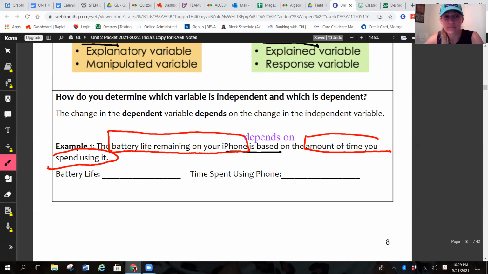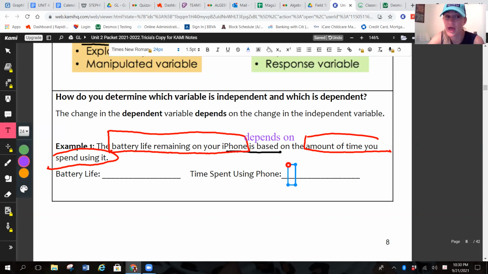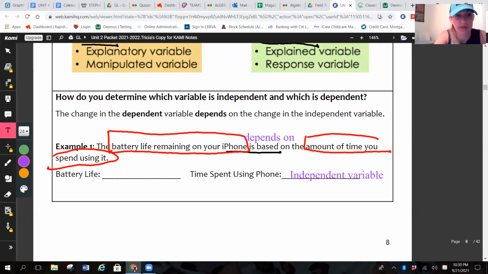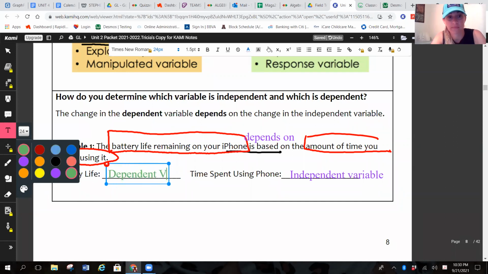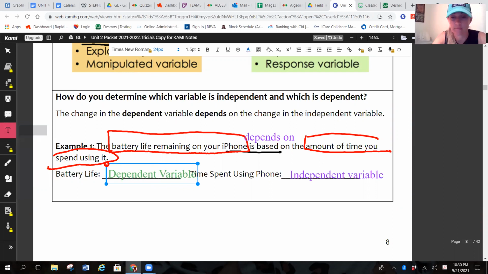So, which one needs to come first? Time spent using the phone comes first. As a result, your battery starts to get weaker or it starts to lose power. So, this would be the independent and this would be the dependent variable. There you go.